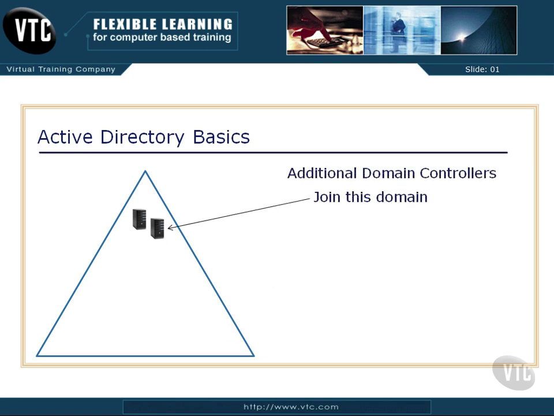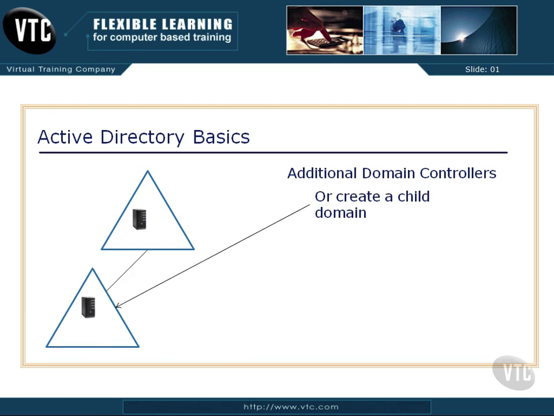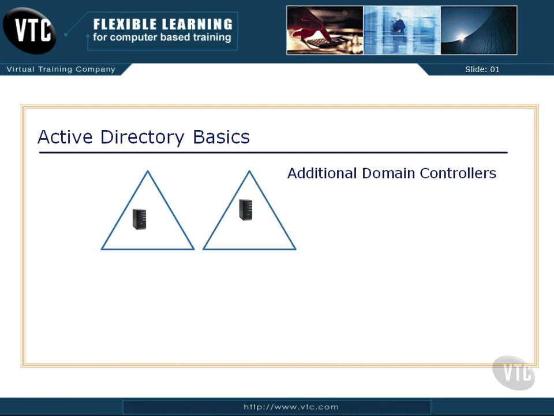So I can add an additional domain controller to join this domain, or that additional domain controller can create a child domain. Notice there is an explicit trust set up between those domains. And so now I have a domain controller in each of my 2 domains. Or that domain controller could have also created a new forest. So that's kind of the way to think about what's going on with domain controllers, Active Directory, domains, organizational units.